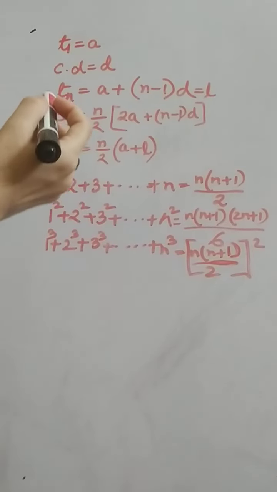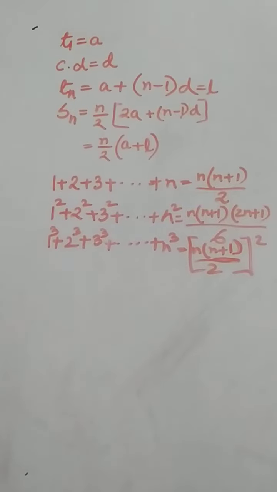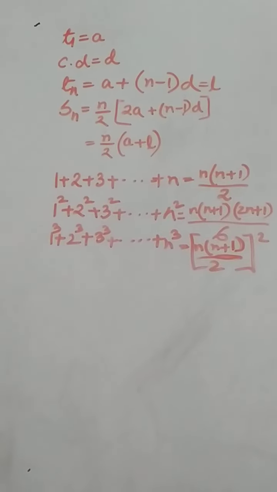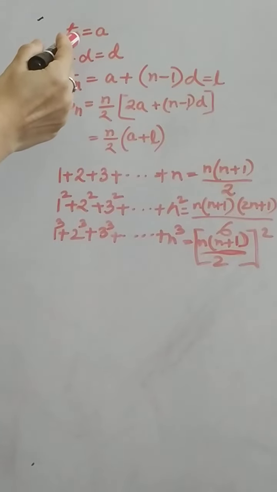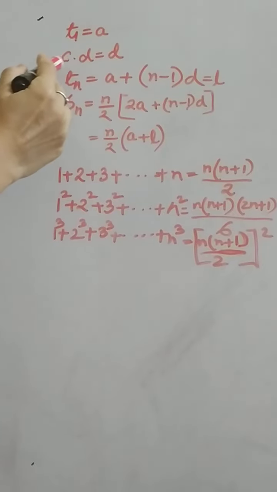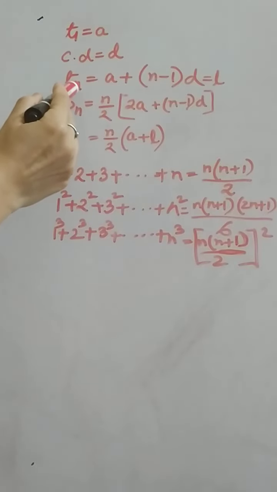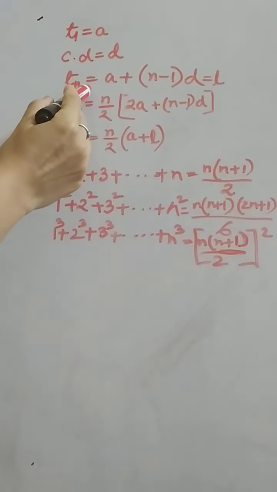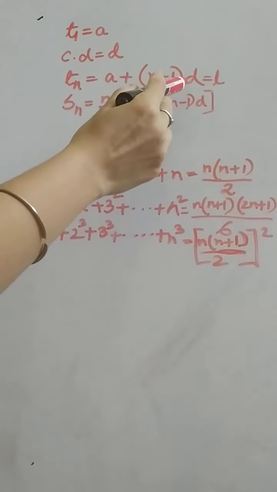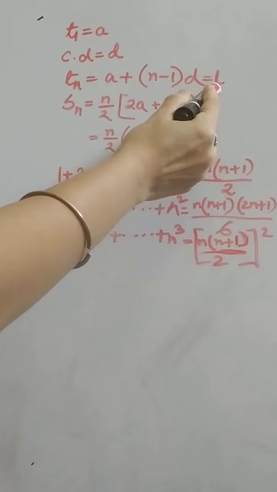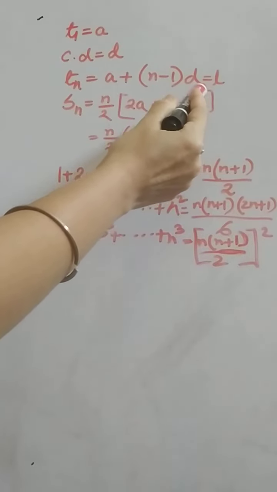Today let's continue with our AP. Let's revise whatever we did in the last video. If A is the first term, that is T1, and the common difference is D, then Tn, the nth term, is equal to A plus (n minus 1) into D, which is also written as L, the last term of a series which has n terms.